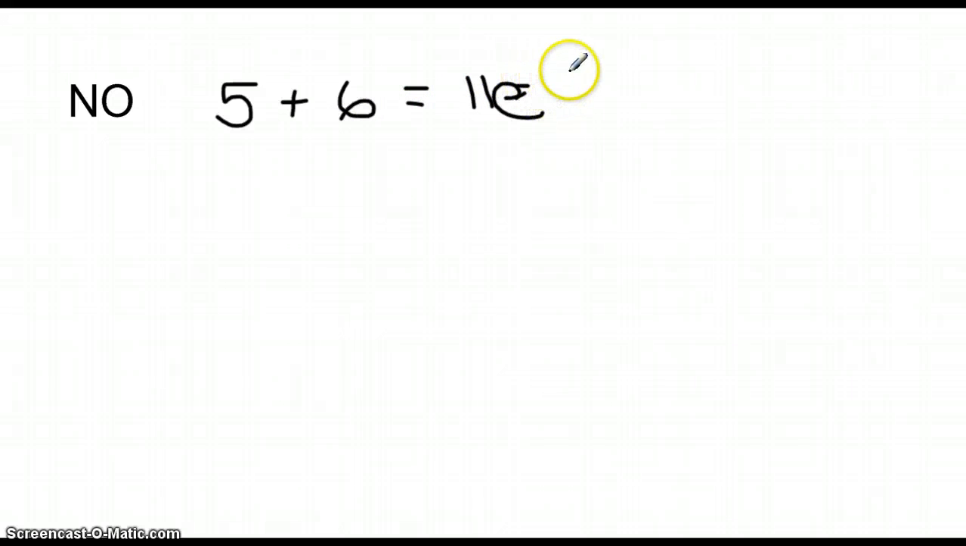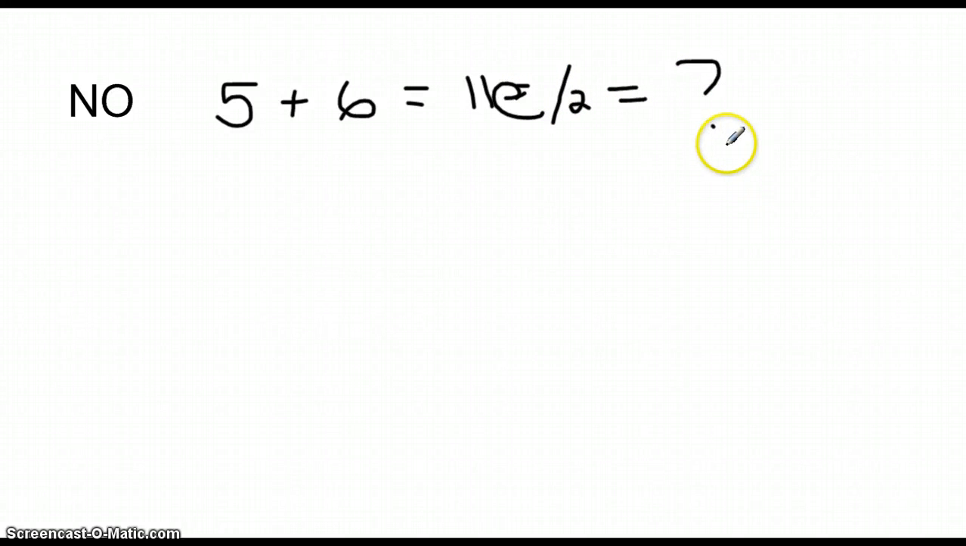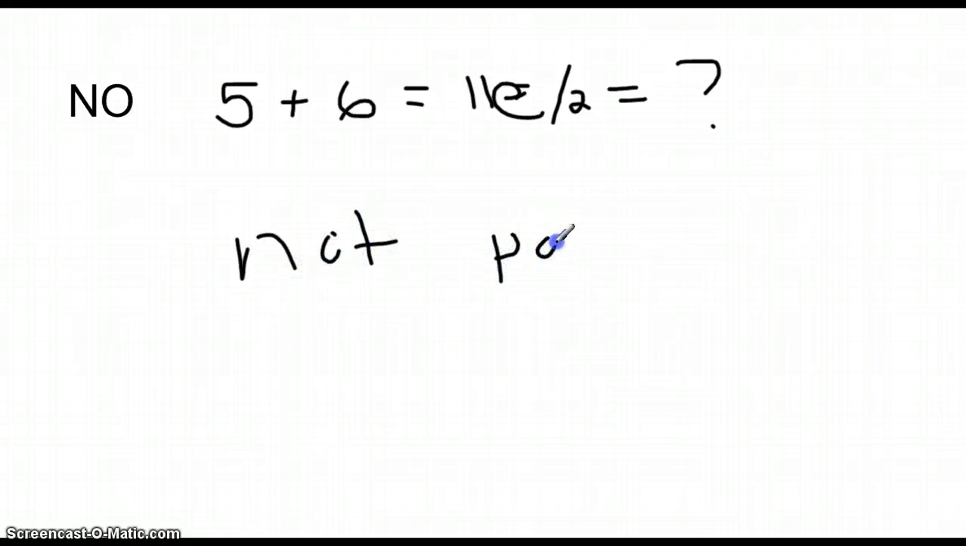Up next, NO. Let's see how this is going to work. 5 valence electrons from the nitrogen, 6 valence electrons from the oxygen. I end up with 11 valence electrons. If I try to divide by 2, is this going to work? No, it's not. I can't have parts of pairs. So what we find is this is not possible.